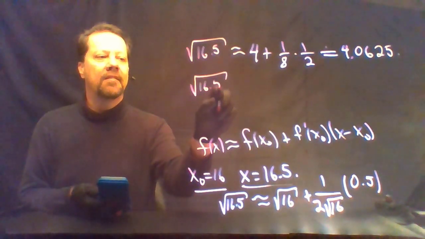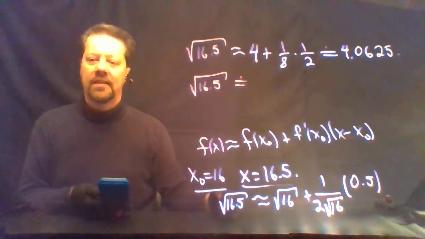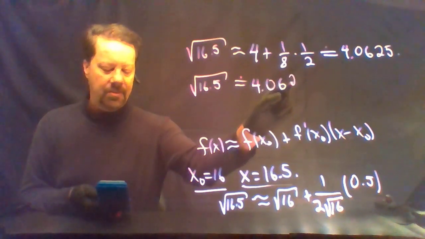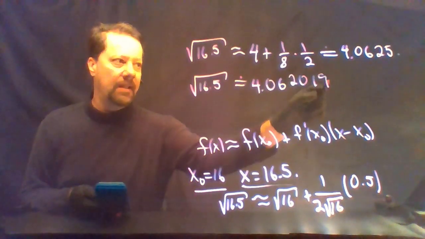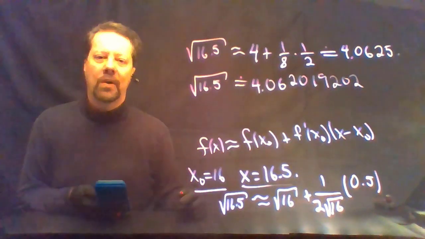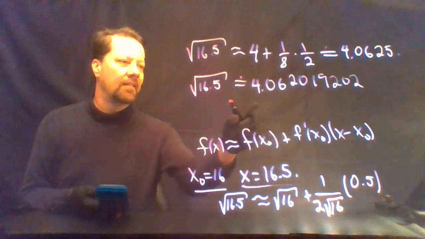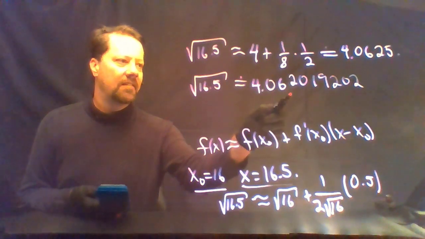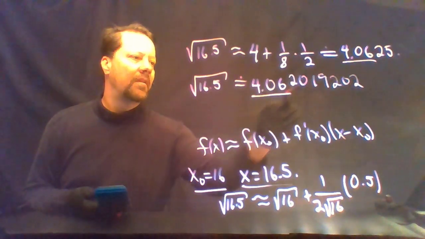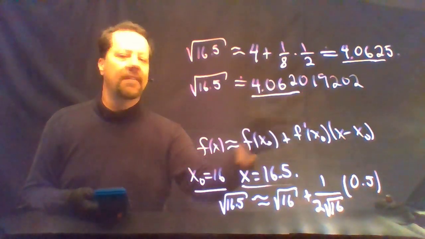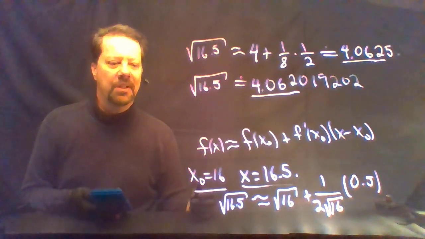More accurately, the square root of 16.5 is 4.0620192202, according to my calculator. You can see that we're close. We're off in the 4th decimal place, which is pretty good.